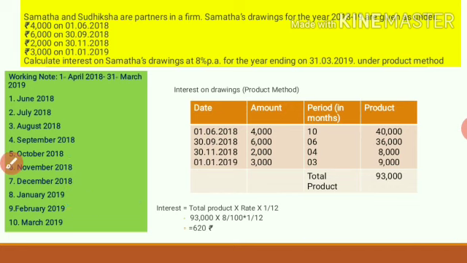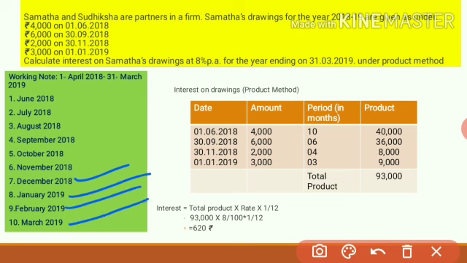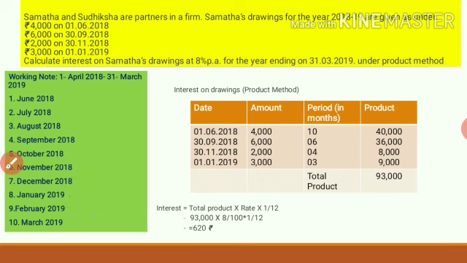The next is 30/11/2018, that is 2,000 has been withdrawn. 30/11 means it is November. He has withdrawn the amount at the end of November, so we will not consider the month of November. Now where does the calculation begin? From December, January, February and March. That is nothing but 4 months will be calculated. That is 4 into 2,000, it is 8,000 rupees.